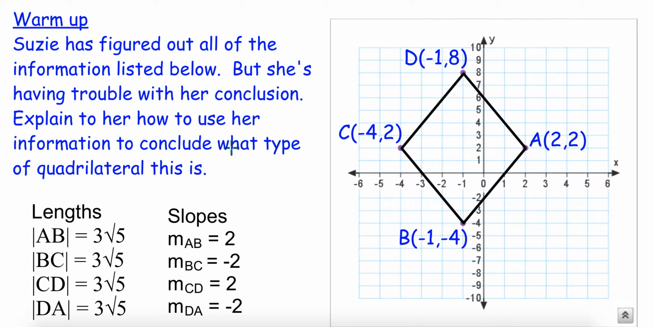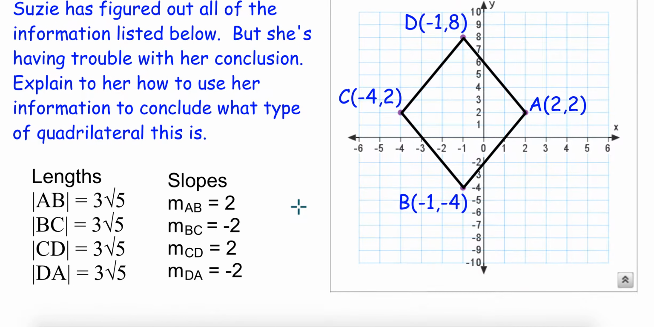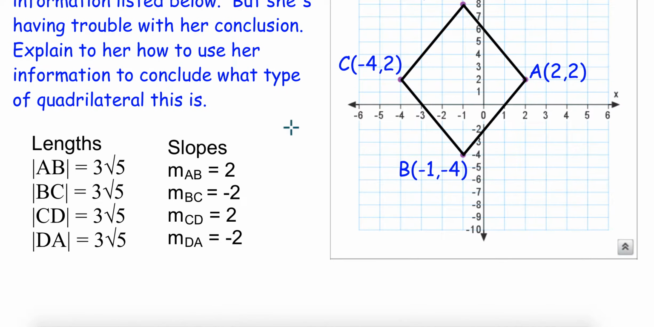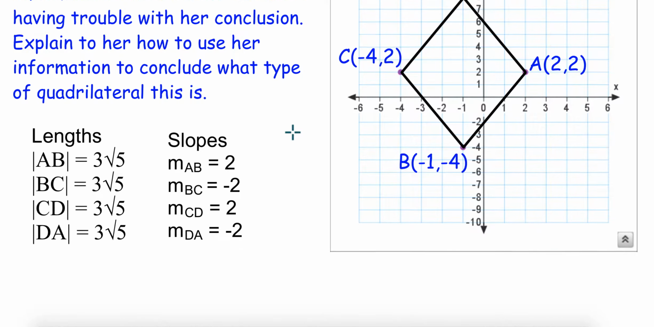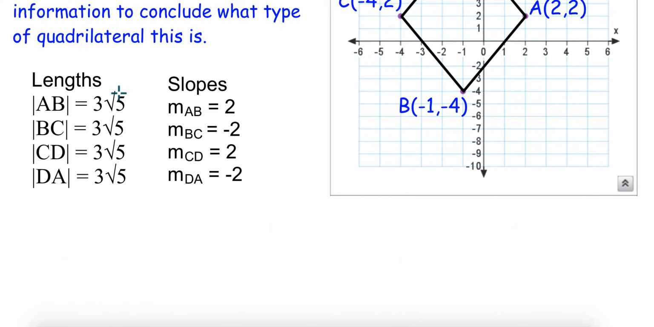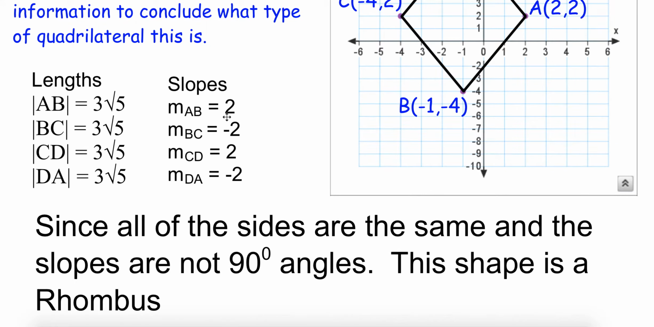So the first one here, we've got Susie has figured out all the side lengths and slopes to this shape, kind of shown below. And we want to use what she's found to conclude what type of quadrilateral this is. So looking at it right away, you can see all the sides are the same, so that realistically only means it can be one of two shapes. It's either going to be a square or a rhombus. But because we don't have negative reciprocals, we just have negative values of the slopes, they're not 90-degree angles, and therefore this shape has to be a rhombus.